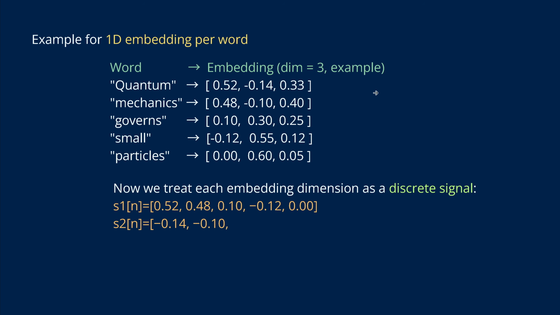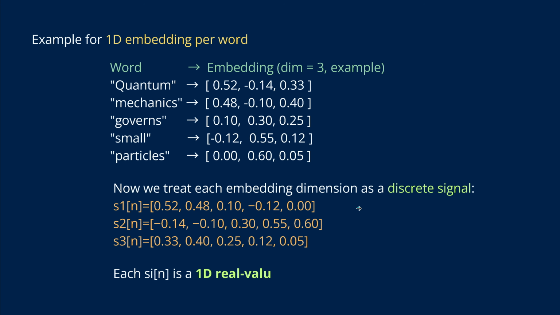Now, we treat each embedding dimension as a discrete signal. Have a look at this. We have embedding dimension 1, and we take 4 or 5 words: 0.52, the first one, then 0.48, then 0.10, then minus 0.12, and 0.0. Great. So now each signal S_i is a one-dimensional real-valued discrete-time signal of length 5 for our sentence.